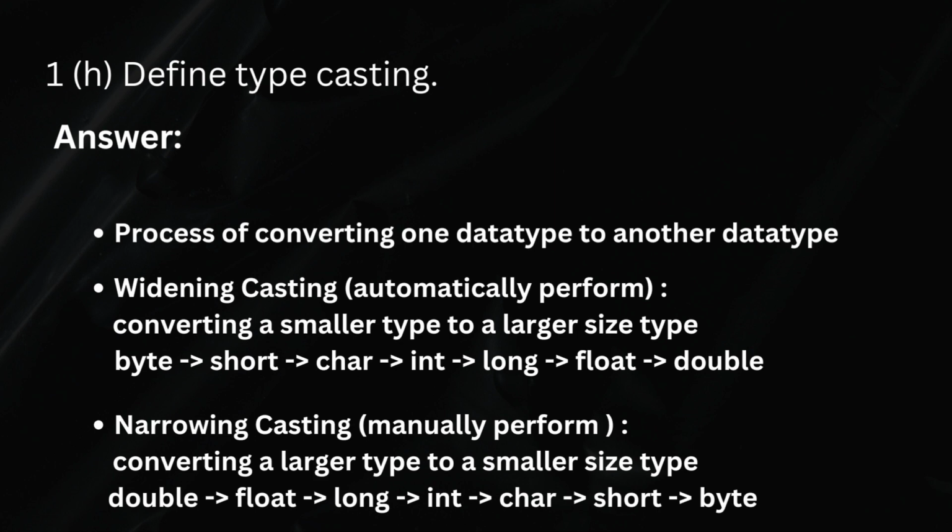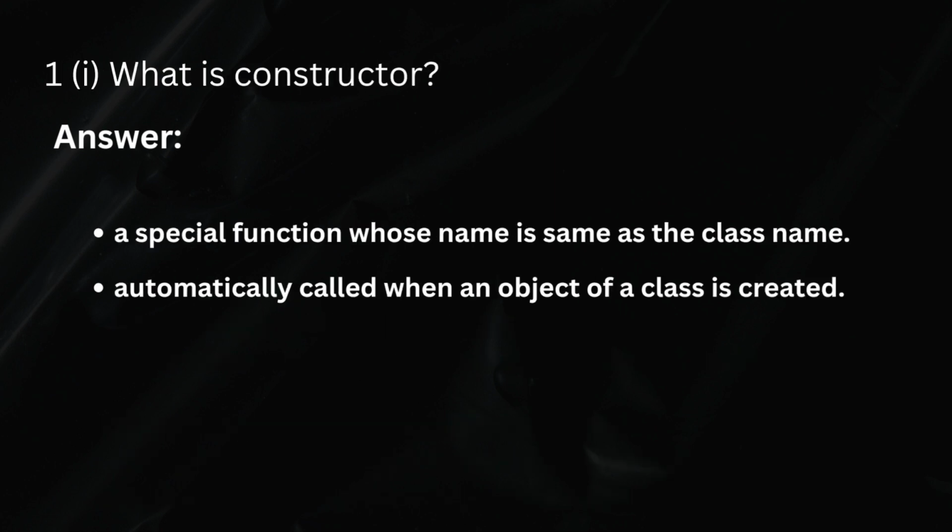Next, we'll move to question number 1, bit I. What is a constructor? A constructor is a special function whose name is the same as the class name. What is the speciality of the constructor? It is automatically called when an object of a class is created. There is no need to write a line like object name dot function name to call it. Automatically, when the object is created, it will be called.